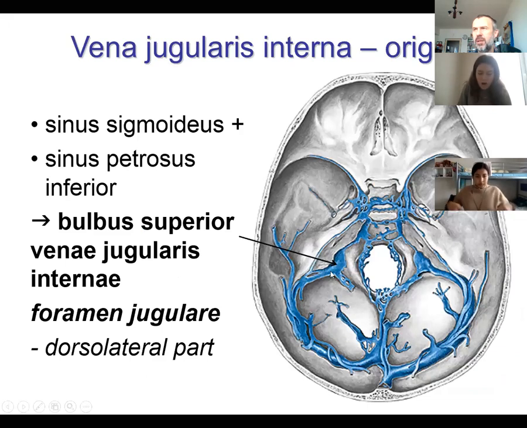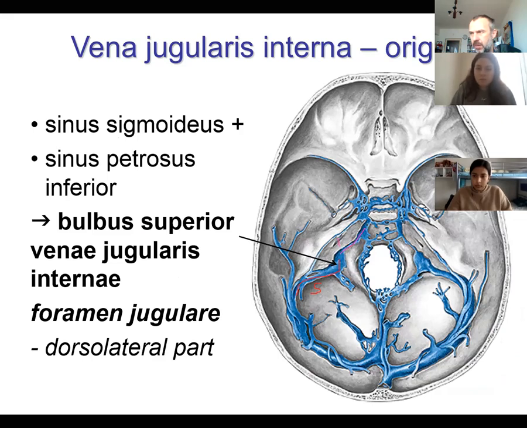So here we can see the origin of the internal jugular vein. We can see the jugular foramen, and its dorsolateral part contains the bulb, and the bulb is formed by two sinuses: the sigmoid sinus, which is this dorsal one, and the inferior petrous sinus, which is this ventral one.